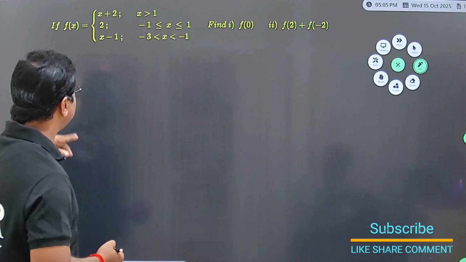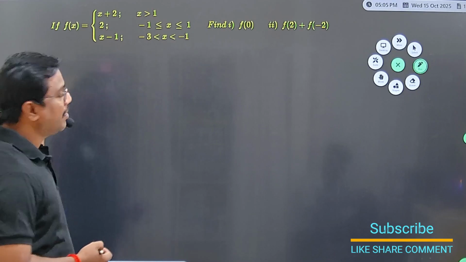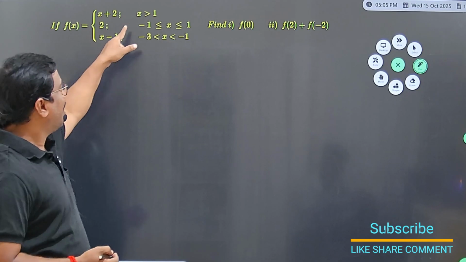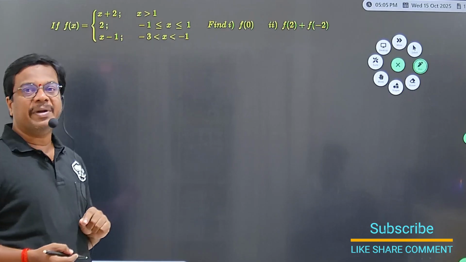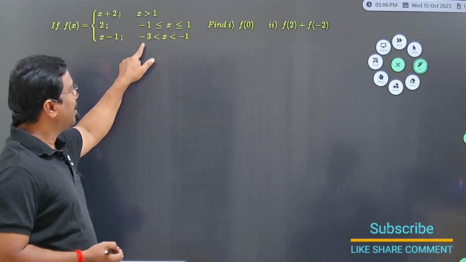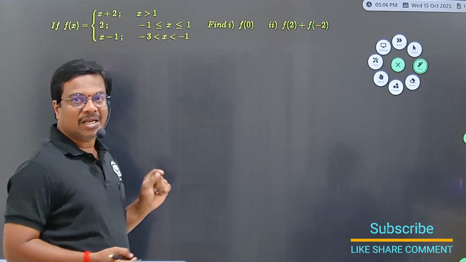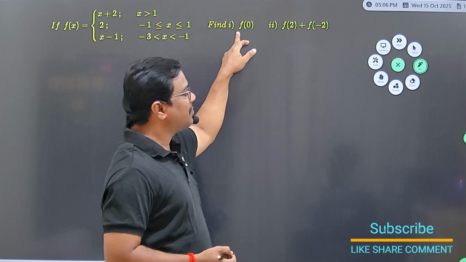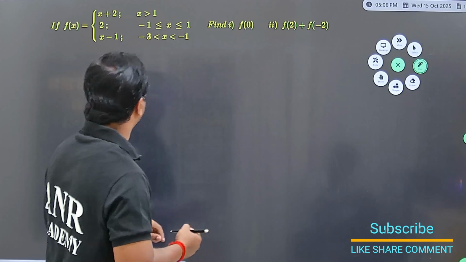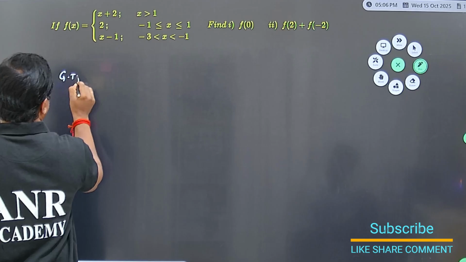See the first question. Here f of x is defined piecewise. 3 parts గా చేసి ఇచ్చాడు ఇక్కడ మనకు. For all x more than 0 it is x plus 2. In between -1 to 1 function of x is given as 2, and in between -3 to -1 the function is x minus 1. Now we need to find f of 0, and second one f of 2 plus f of minus 2. See here, first I am going to write given function.